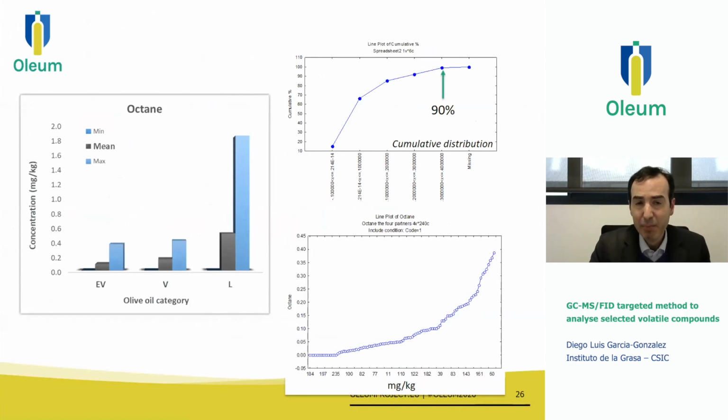This is just an example for octane. And you see that this is the typical behavior when you organize the concentration values from the lowest to the highest concentration value. This is the typical behavior. So we have to select one limit for each one of the volatiles, for each one of the compounds.